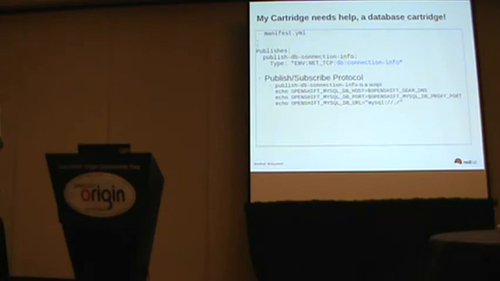We're going to put that in the hooks directory, and he's going to echo out the information of host, port, and URL. Platform's going to take that and say, great. I'm going to now notify everybody in your application who is subscribing to publish DB connection info.